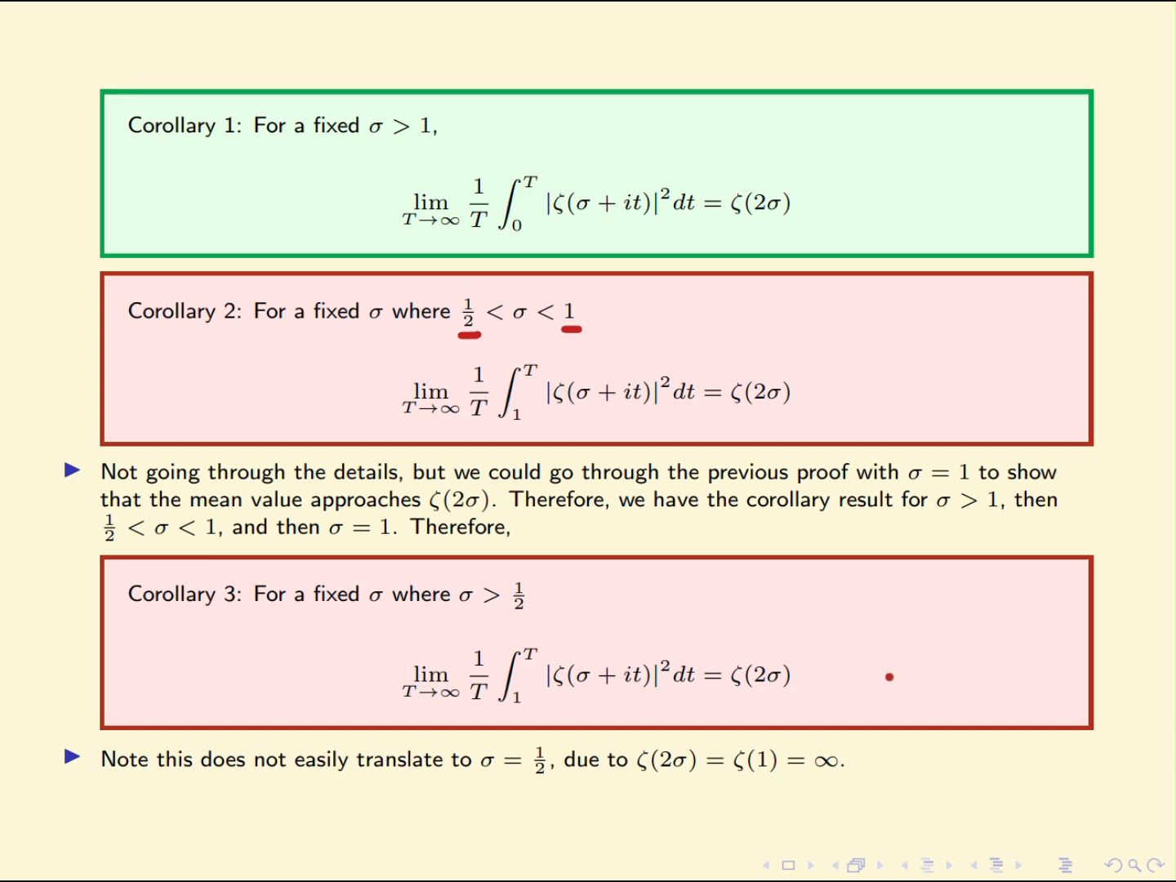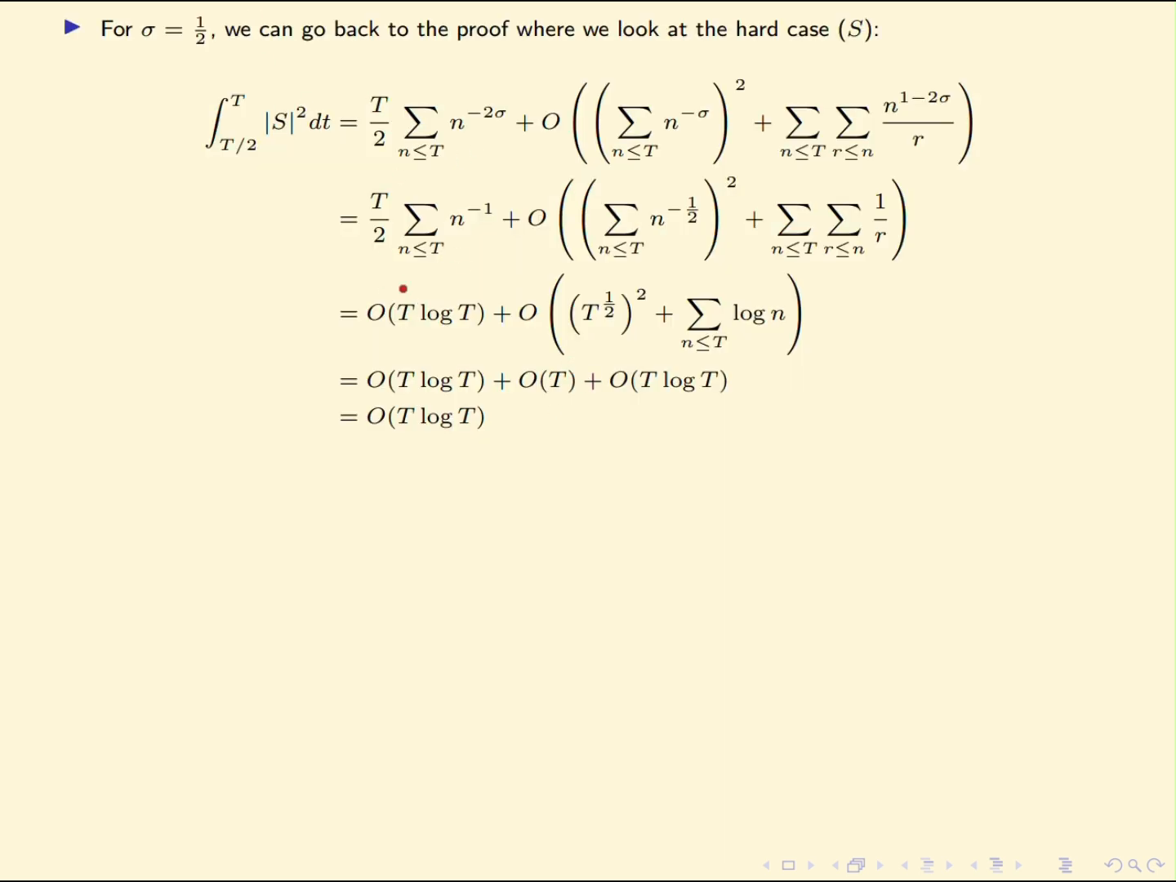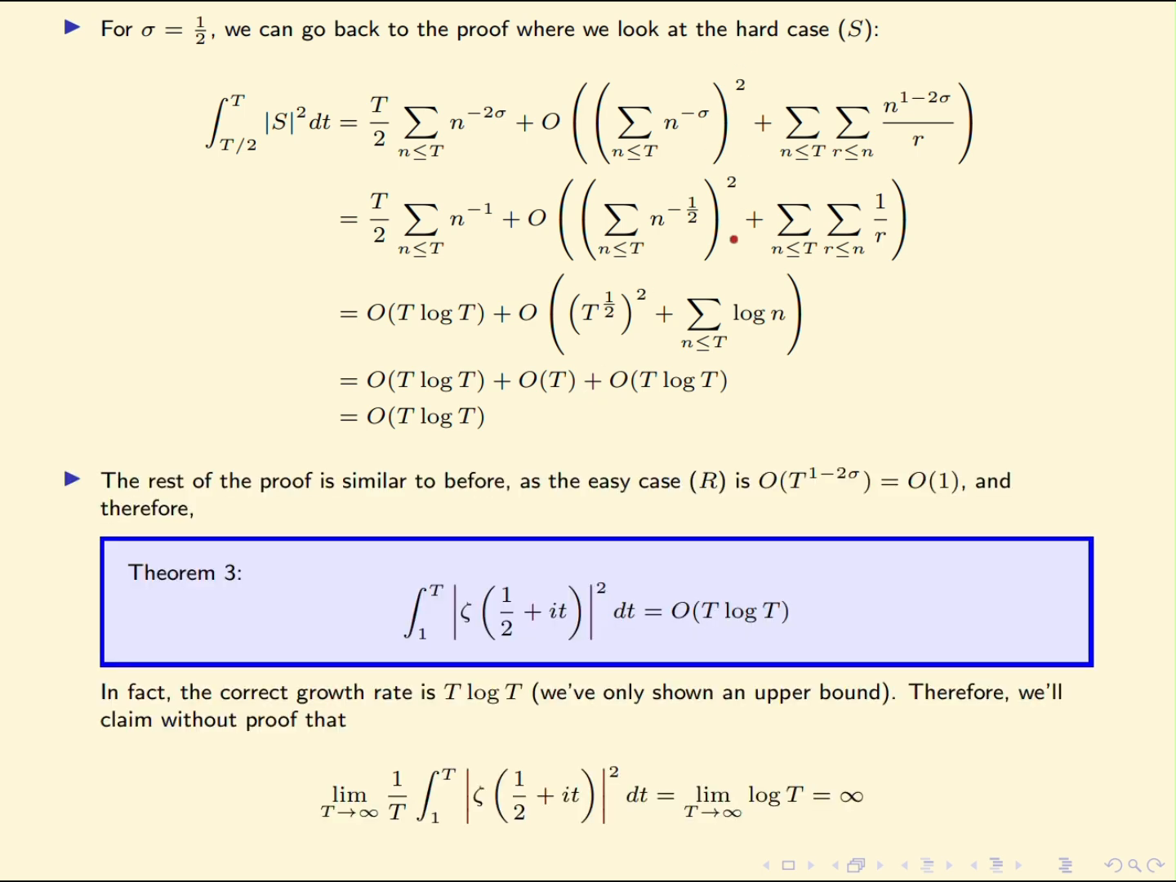But nonetheless, you can actually still analyze what happens if sigma equals 1/2. So you just plug in 1/2 to the proof we did. And I'm going to claim that most of everything is still the same except for this step here when you're looking at the integral from T over 2 to T of the absolute value of s squared. Then you get this thing, and now instead of getting O of 1 or some other thing, you get O of T log T. I'm not going to go through all the steps in the interest of time, but you can try to follow through this if you want. The rest of the proof is similar to before, and the remaining case is O of 1.